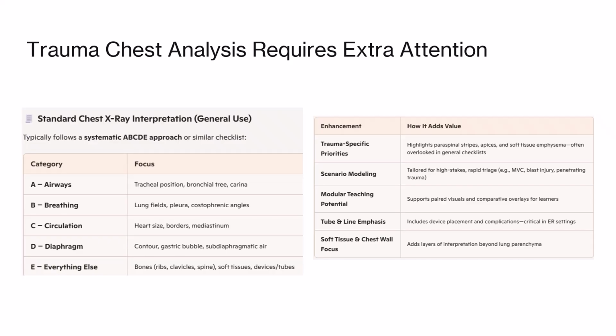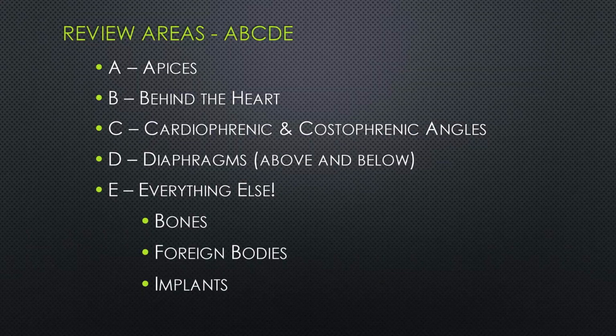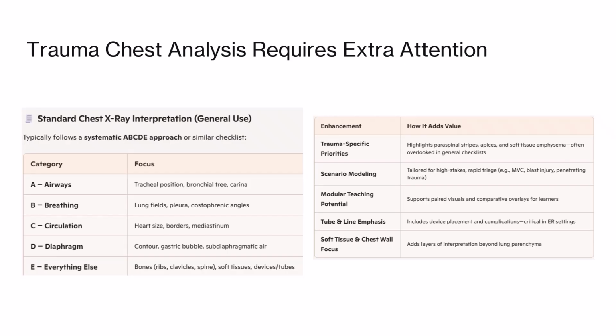For the trauma chest, we're looking at more than the standard chest interpretation, which is generally the ABCDE method, or airways, breathing, circulation, diaphragm, and then everything else. We need to enhance this basic ABCDE with specific trauma values.